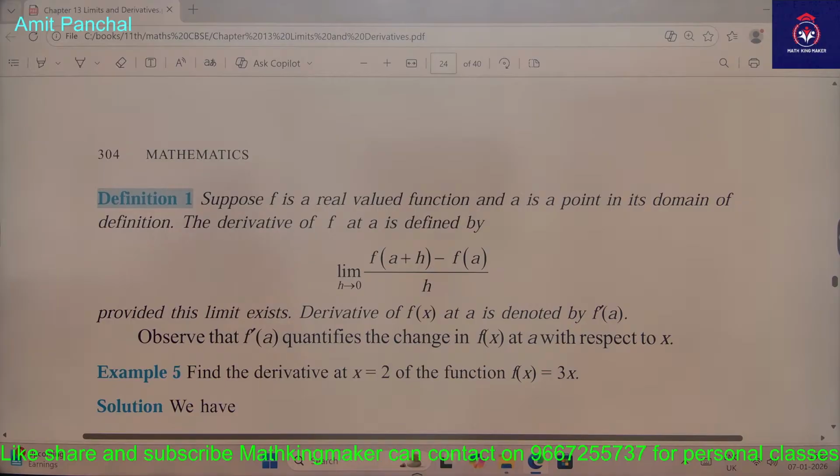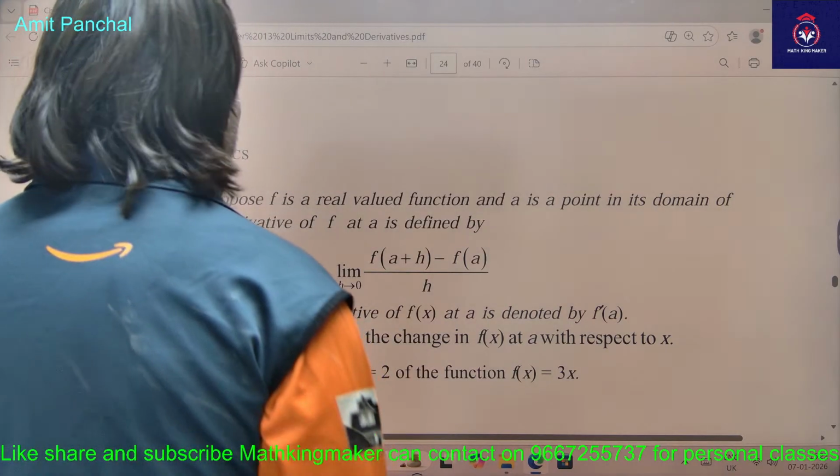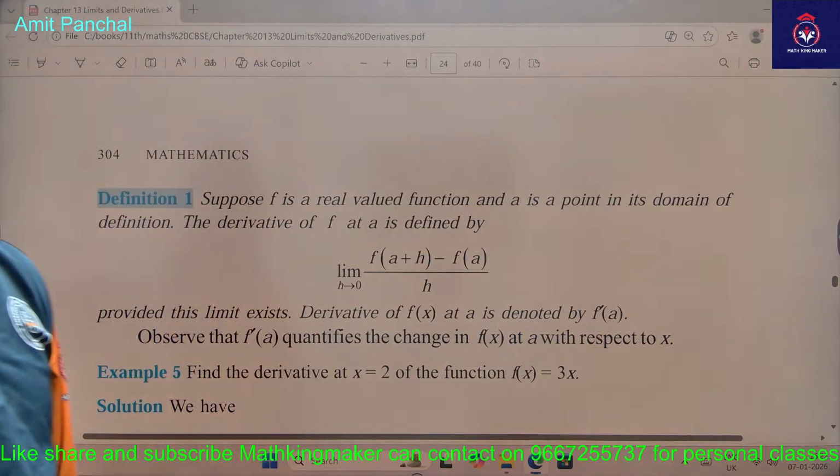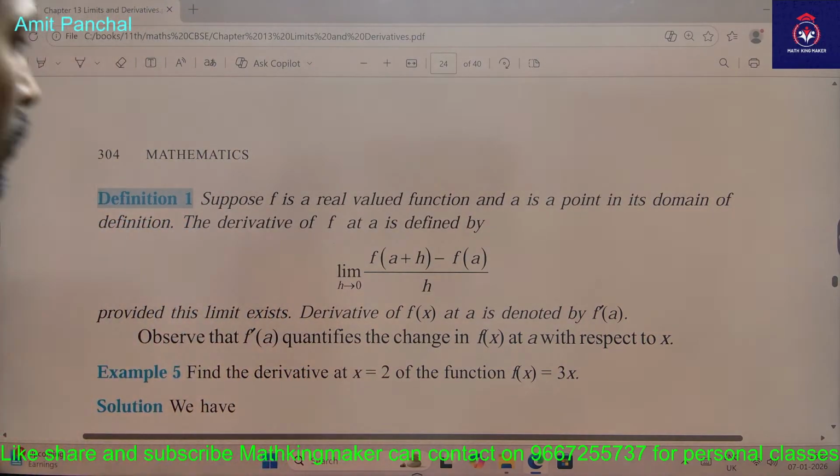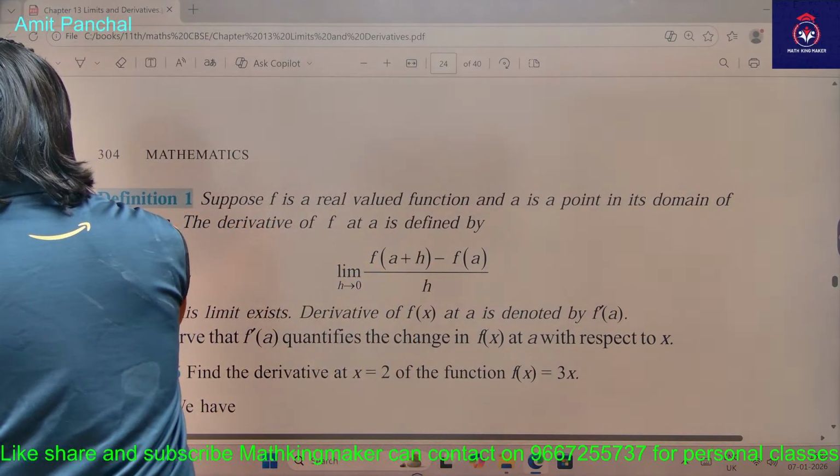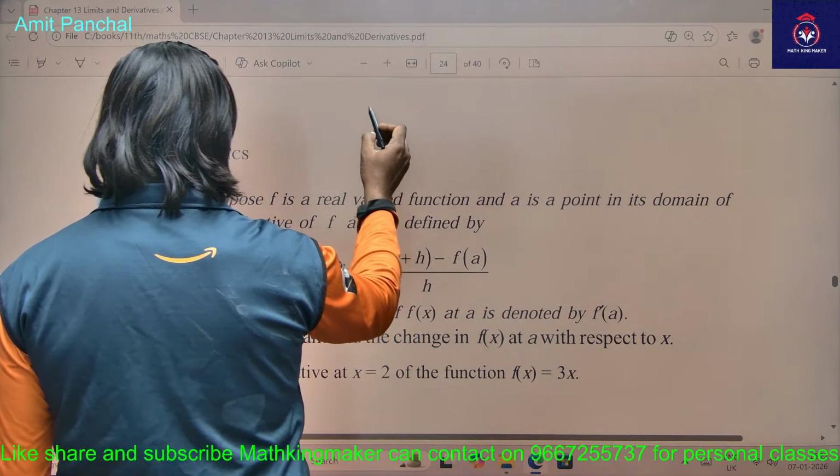Done. One second, sir. Sir, I'm getting the answer as 3. Yeah, 3 will be the answer. But I'm getting it by guessing, like this kind of guessing.